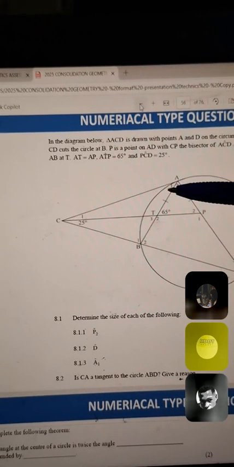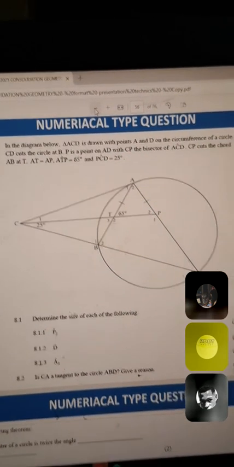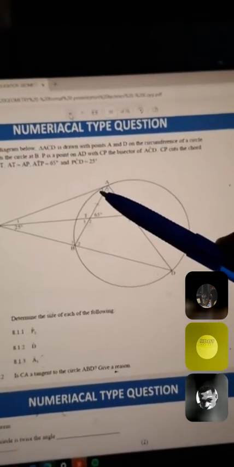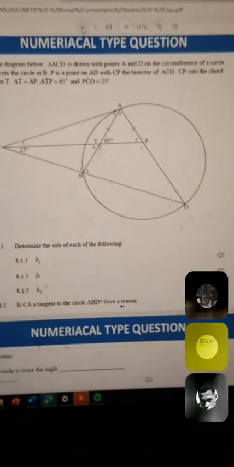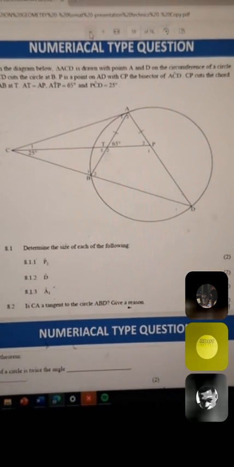Didn't they say A1 is 40 degrees? You said A1 is 40, right? Yes, you proved that A1 is 40 degrees. So now the next question says, is CA a tangent to the circle ABD? Give a reason. Many can solve 8.1.3. There's another quick solution.